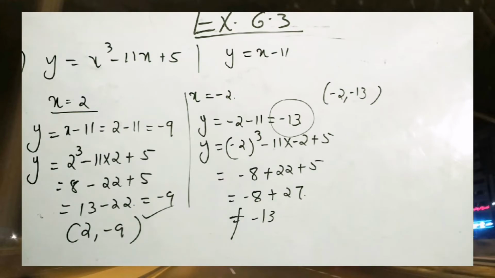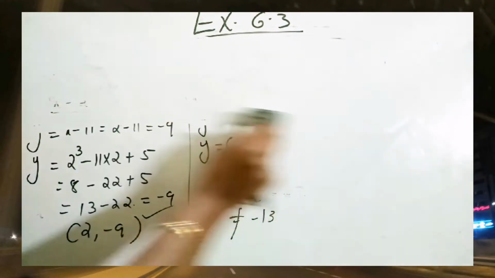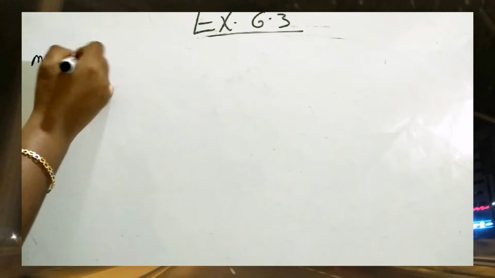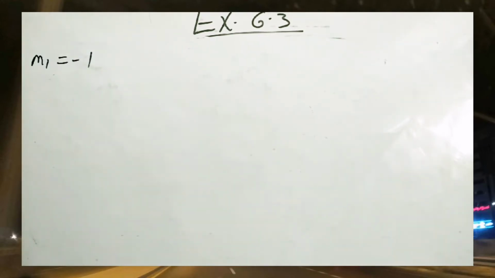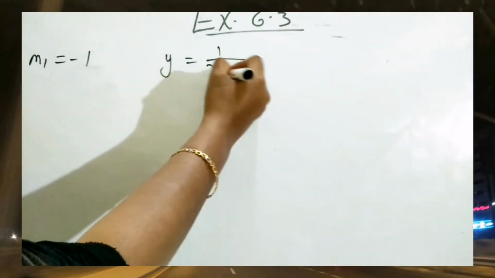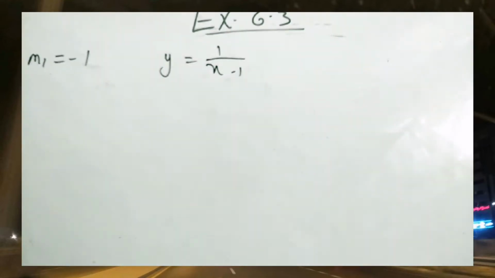Okay, now 10th question. Find the equation of all lines having slope minus 1. So in this question, the slope is given. I'm going to take it as m1. m1 is equal to minus 1. That are tangent to the curve y is equal to 1 divided by x minus 1. We need to find out the equation of all the lines.